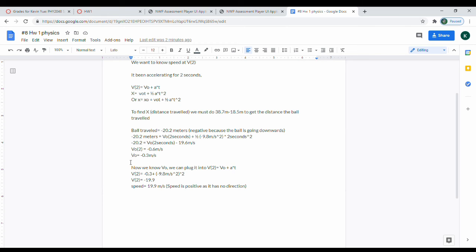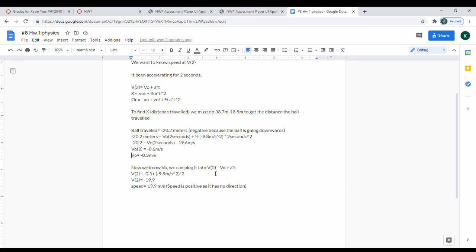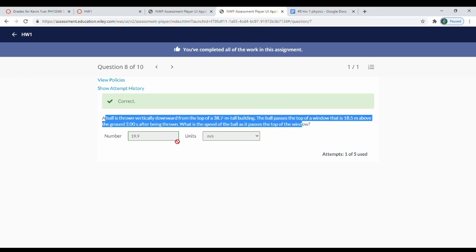Now that we know what the v initial speed was, we can find what the speed was when it passed in the 2 seconds by plugging into this equation. So we take the initial speed plus the acceleration for the 2 seconds, and then we get the final answer. But remember, speed doesn't have a direction, so it should be positive. That should be your answer.